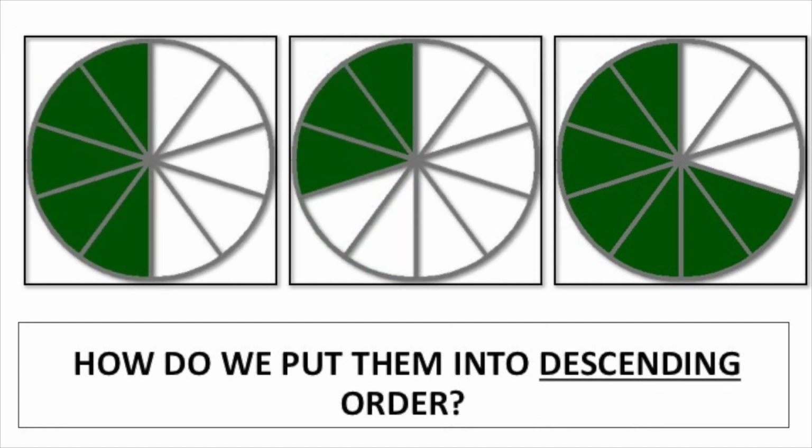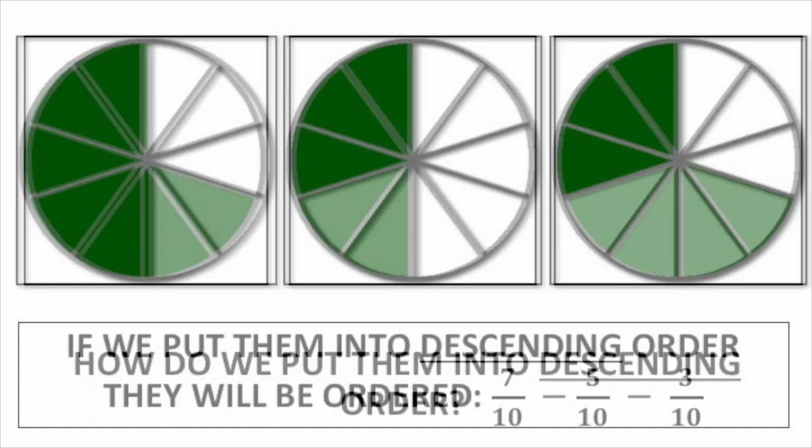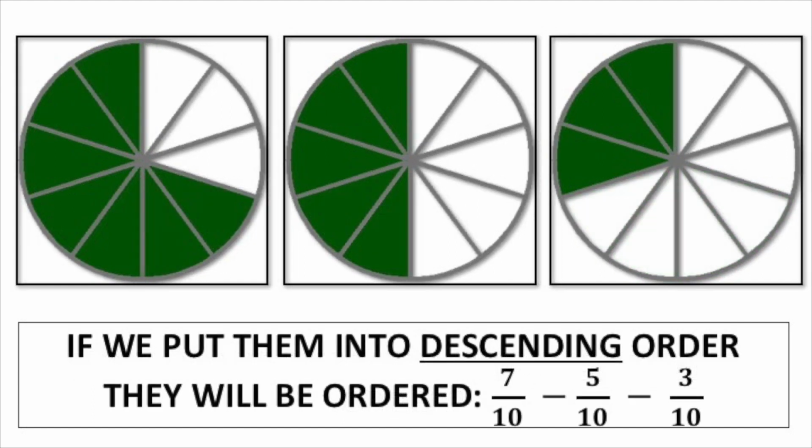But how do we put them into descending order? Biggest to smallest. 7/10 and 5/10 and 3/10. Excellent, guys. Perfect. Very well understood. You see, descending is the opposite. So if we do descending, it goes in the other direction.